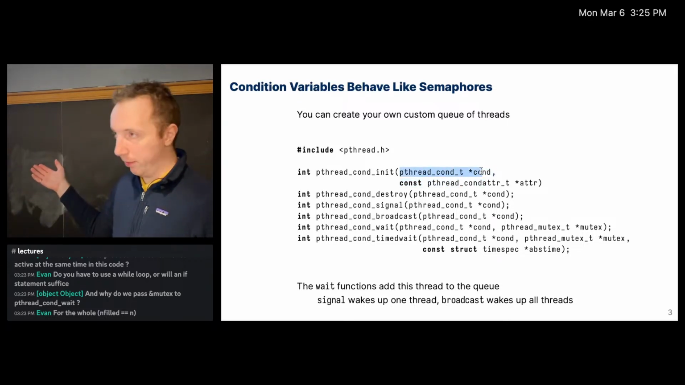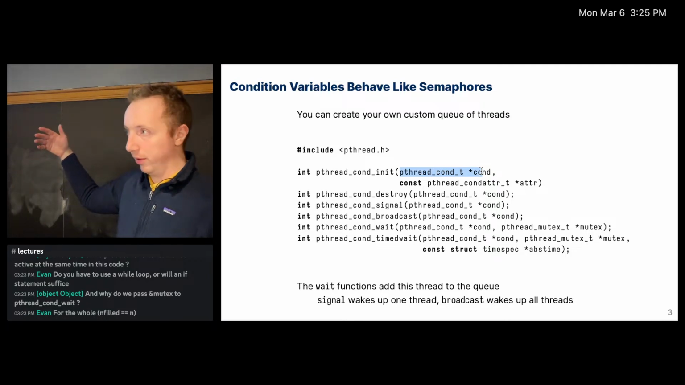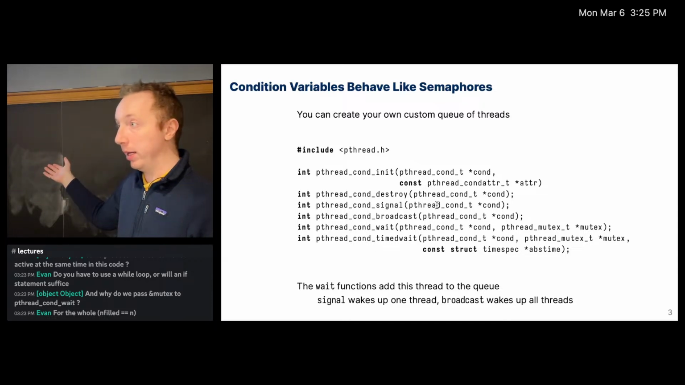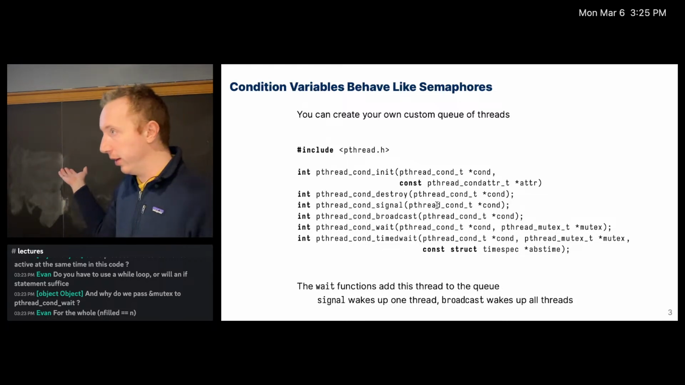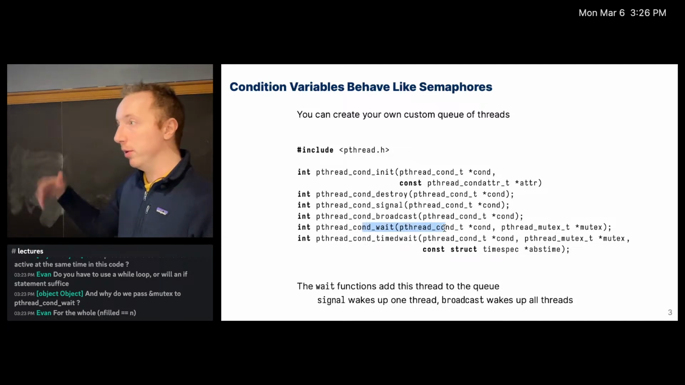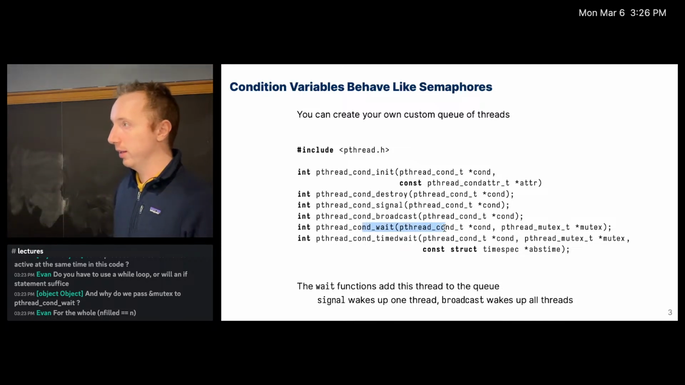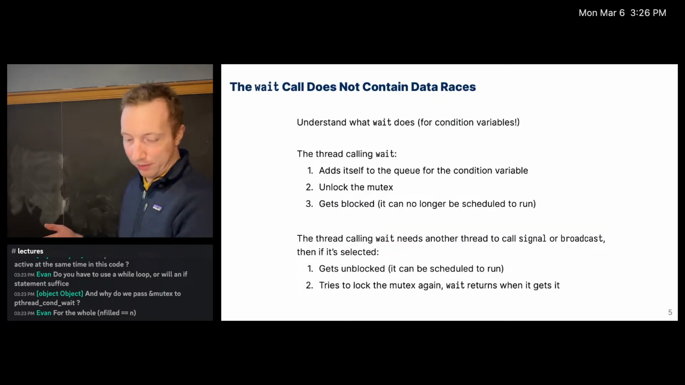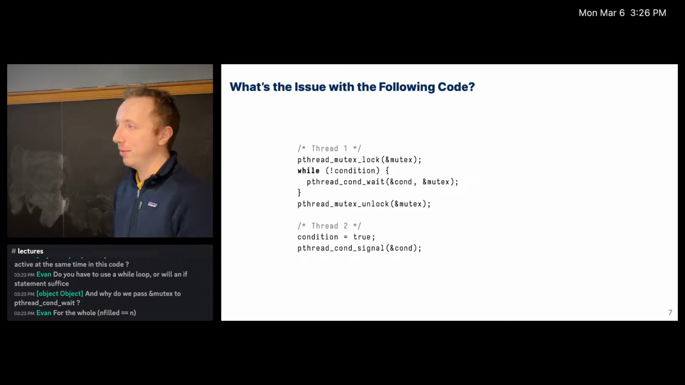And like with mutexes, you have to init them, you have to destroy them, and then the only things that we care about for now is signal, which will wake up exactly one thread that is on the queue. If there's no threads on the queue, it does nothing, so it's fine. And then wait, which will put itself to sleep and do those 3 things all atomically. And then when it returns, it reacquires the lock. So we'll see that this is nice. This makes our life a bit easier, but we still have some issues.